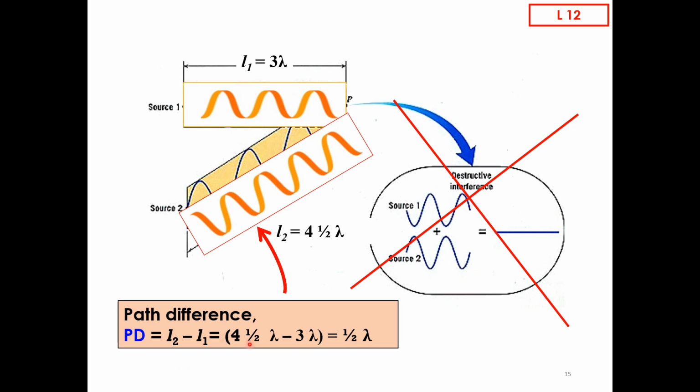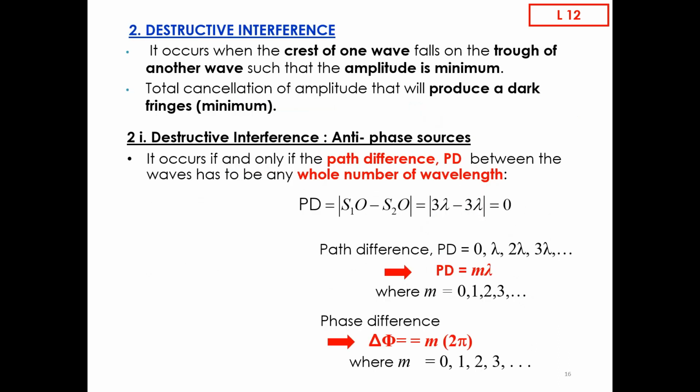Calculate the path difference. For source 1, we count 1 lambda, 2 lambda, 3 lambda, 4 lambda and half lambda, 4 and a half lambda. For source 2, 1 lambda, 2 lambda, 3 lambda. So source 1 minus source 2, the path difference is lambda over 2. Okay, next we go to the destructive interference.